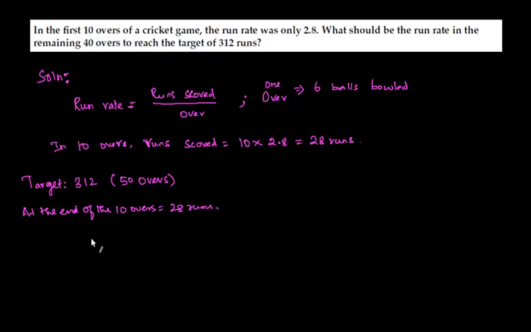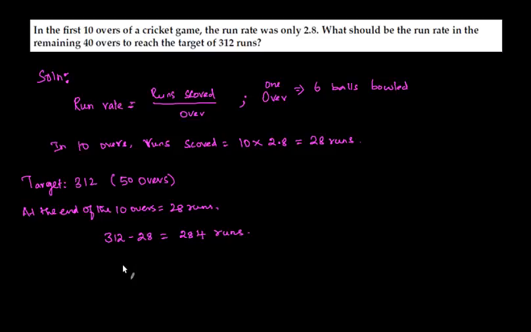Okay, now what is the amount of runs to be scored in the next 40 overs? So first of all you have to subtract the number of runs scored in the 10 overs. So you can subtract this 28 from 312. Okay, which will give us 284 runs. So in the next 40 overs, 284 runs should be scored.